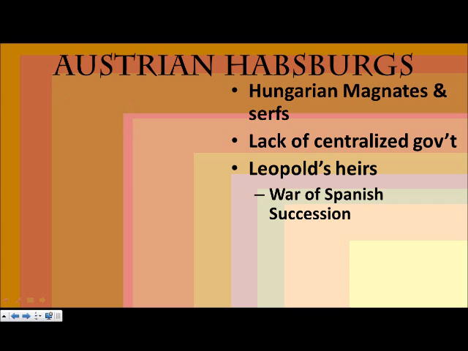Leopold is the one who's fighting to put his son as king of Spain. Remember, Louis XIV was trying to take power in Spain. Leopold in Austria says, hey, we're Habsburg. Spain is Habsburg. We have a better claim to the Spanish throne than you, but Louis XIV's army is much better. So Leopold loses that.